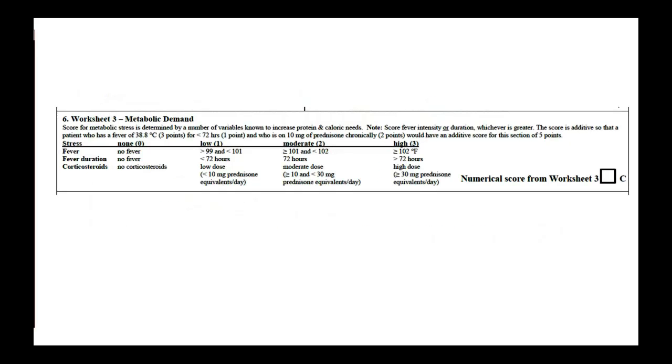This is about metabolic demand. In this box, it's important to remember that we're scoring fever intensity or duration, not both, but whichever is greater. So let's have our example patient say that they had a fever that was greater than 102 degrees Fahrenheit, but it lasted less than 72 hours. We wouldn't add those 2 together. We would want to go with the higher score in that case in regards to the fever. So that would give us 3 points.